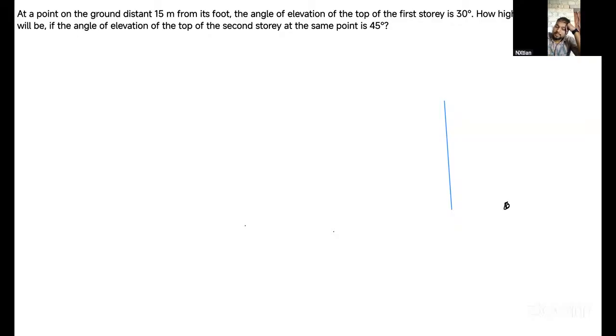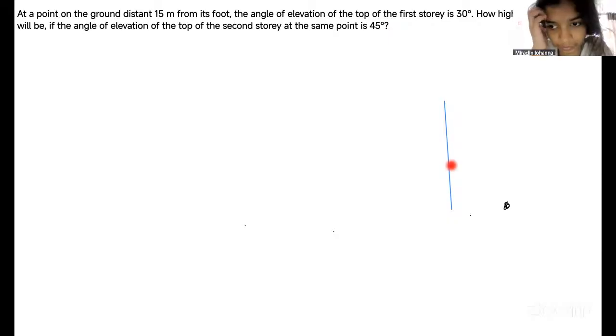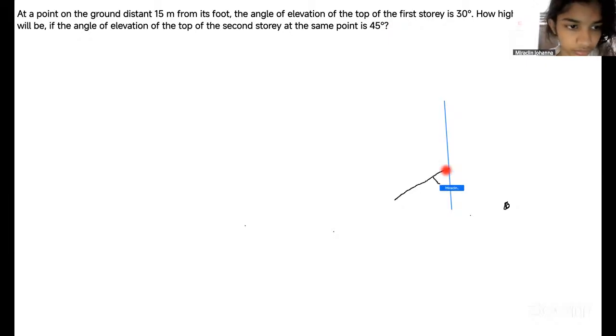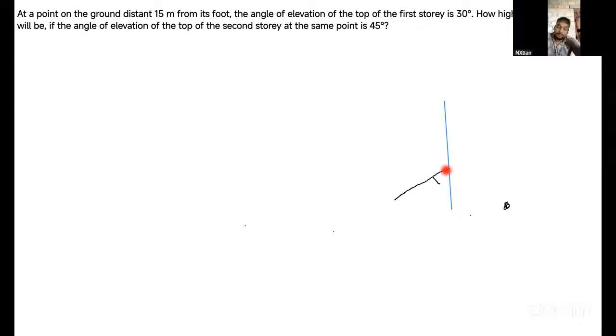Now, what is the question saying? The angle of elevation to the top of the first story. For example, this is the first story. So the angle of elevation means this angle, which is basically how much? 30 degrees. Make it. Now to the point, like this.